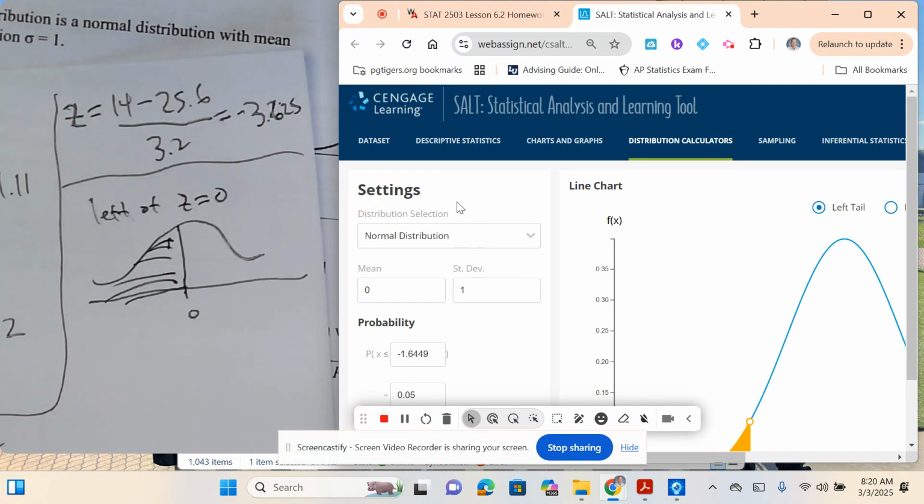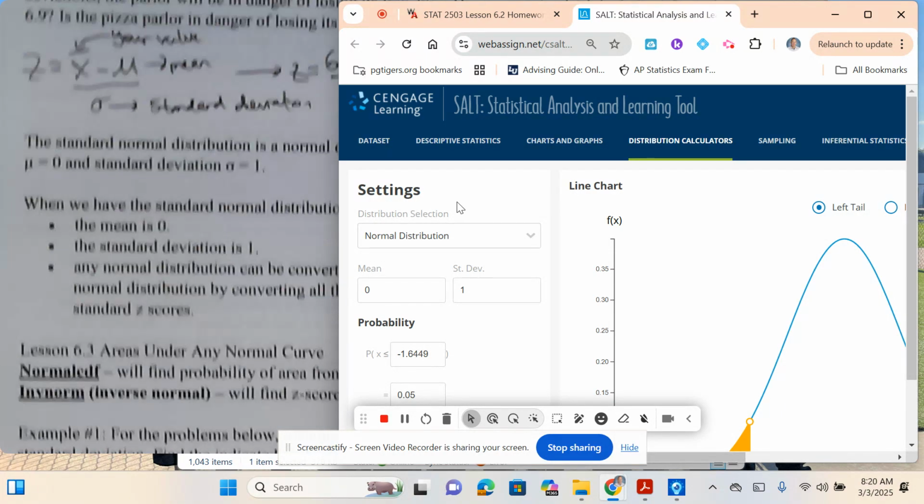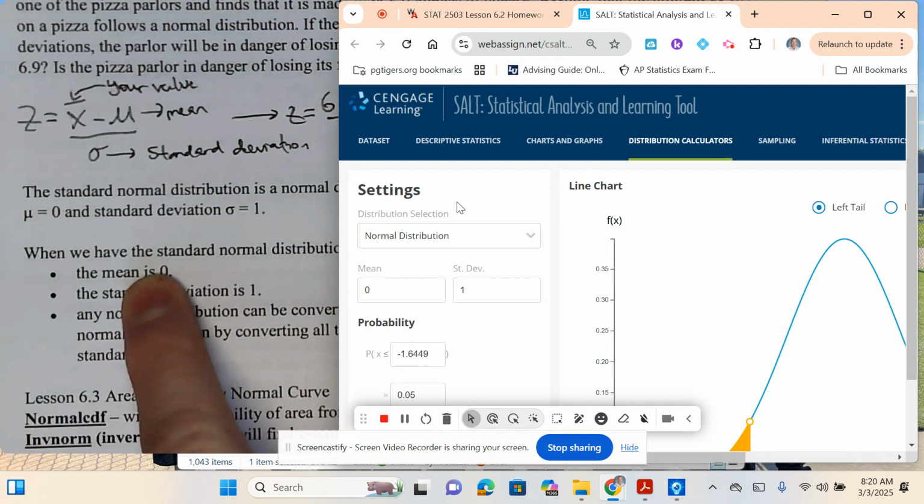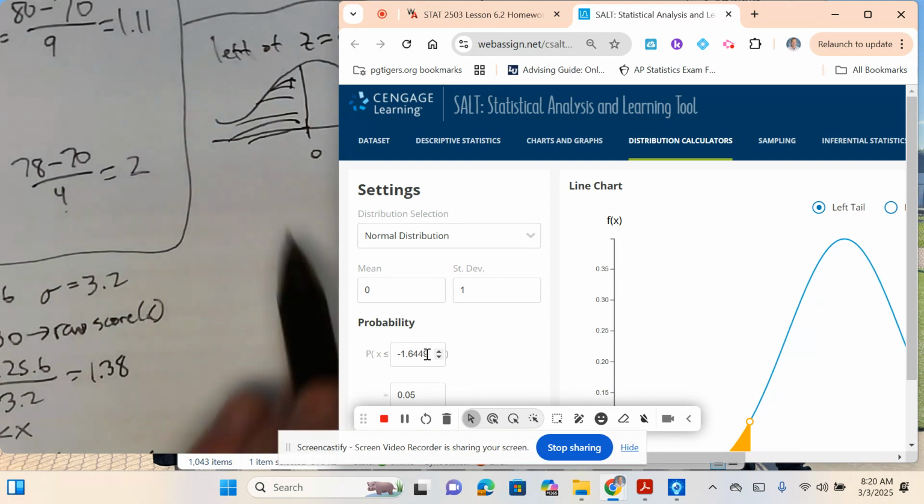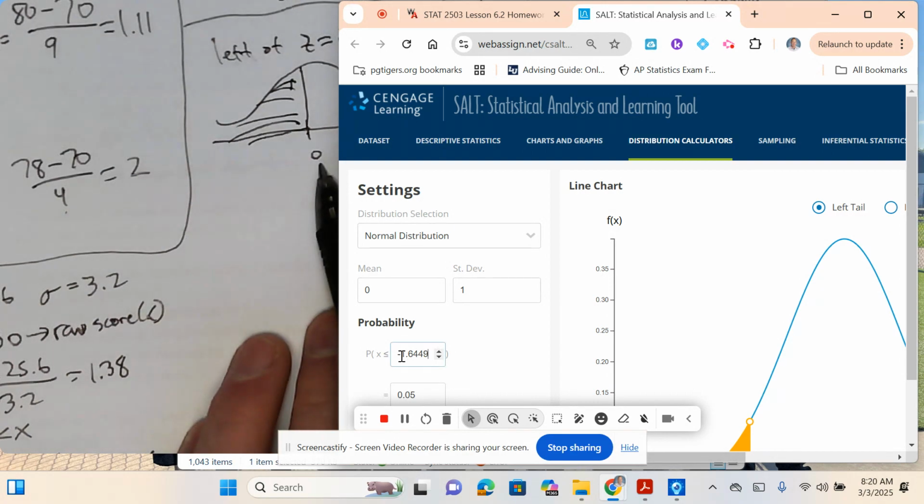Anytime you're talking about a Z interval, a Z distribution always has a mean of 0 and a standard deviation of 1. So you're going to click normal distribution, and you're going to always use mean of 0 and standard deviation of 1 for z. Tomorrow we'll use something different. The X value corresponds to the z value. So my z value is 0.